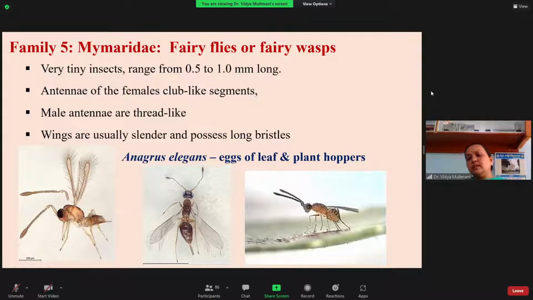There are three families I'm just listing which are exclusively egg parasitoids. One is the Trichogrammatidae, and the second one is the Scelionidae. Both attack Lepidopteran eggs. But here you can see the Mymaridae, which is also an egg parasitoid, but it is not attacking Lepidoptera. It attacks the eggs of leafhoppers and planthoppers, coming under the suborder Homoptera.